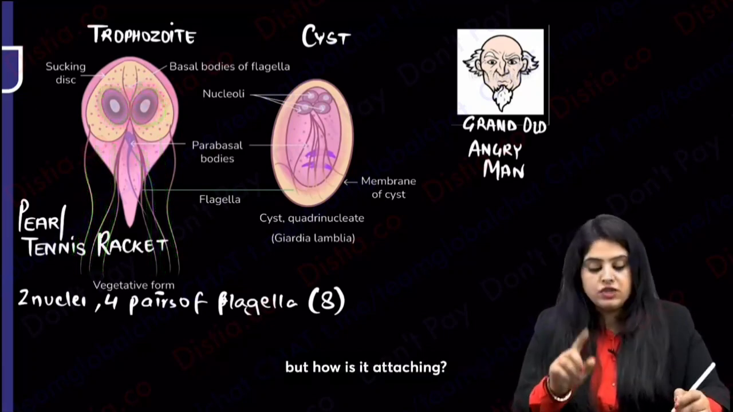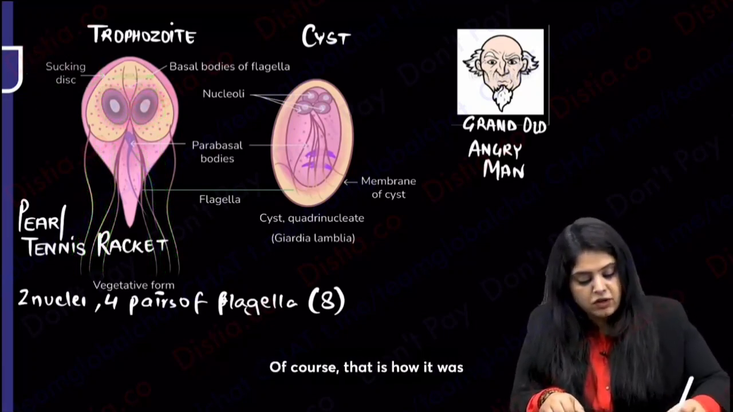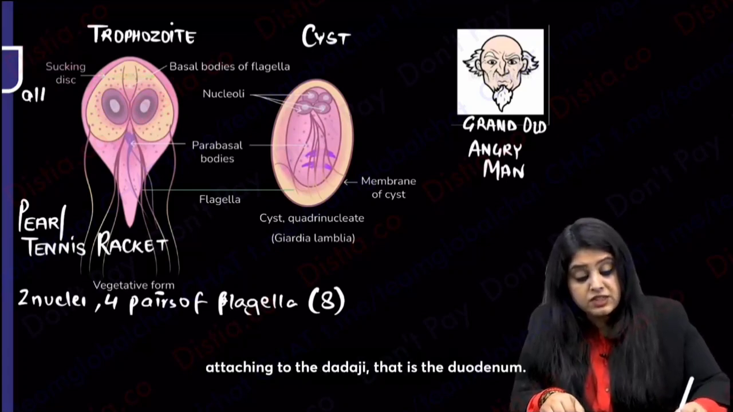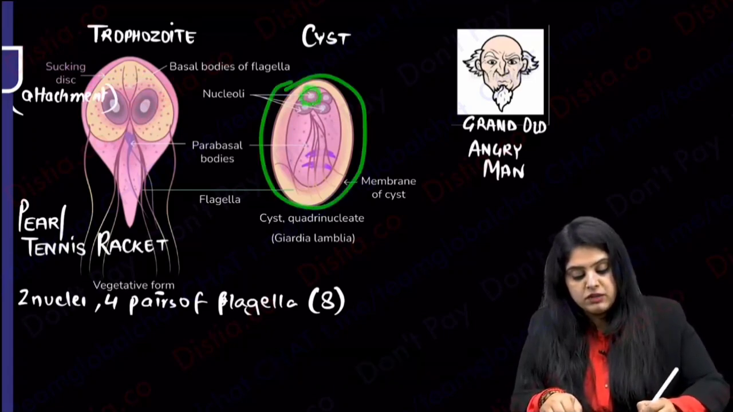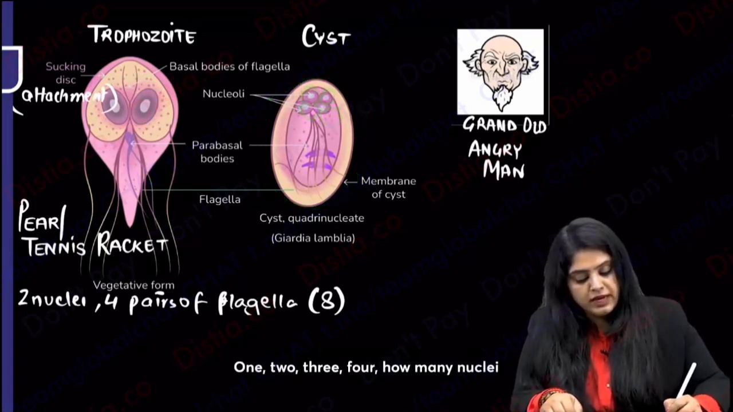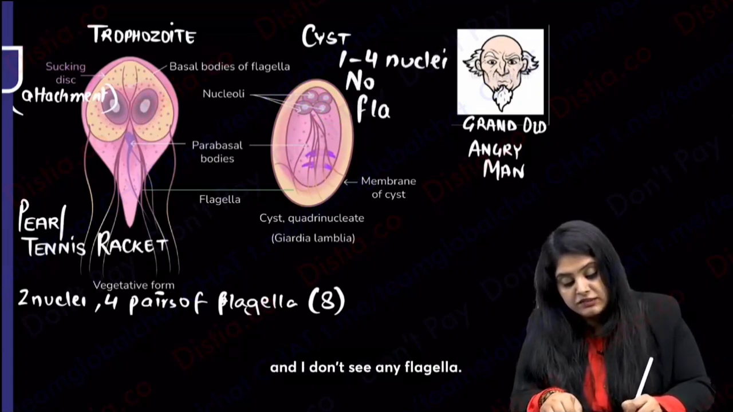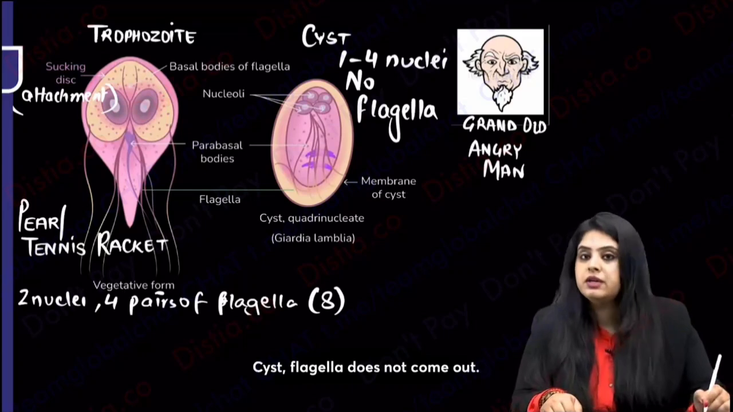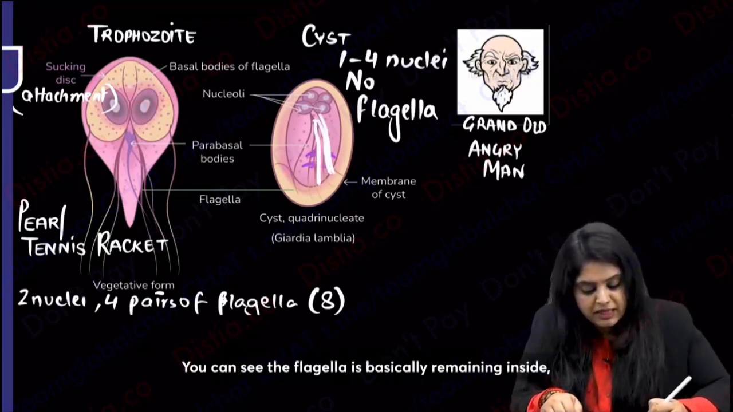But how is it attaching? You will see in the starting, it also has that sucking disc. Of course, that is how it was attaching to the Dadaji, that is the duodenum. So that is how the attachment was occurring, by the sucking disc. Now let's move on to the cyst form. 1, 2, 3, 4. How many nuclei do you see over here? In the cyst, I see 1 to 4 nuclei, and I don't see any flagella. In the cyst, the flagella does not come out. You can see the flagella is basically remaining inside.